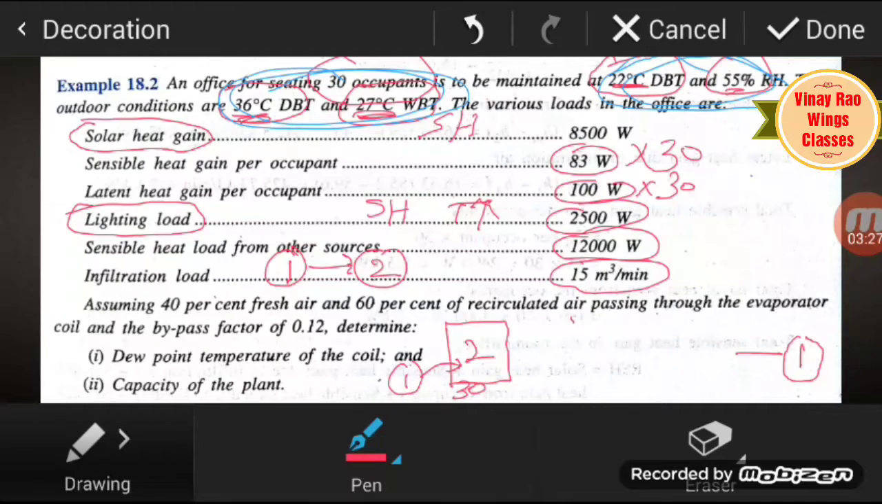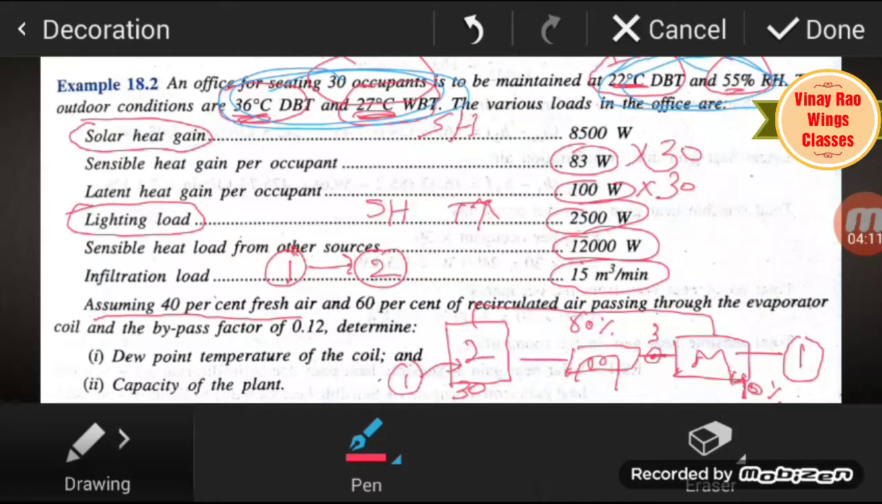In this numerical, we assume 40% fresh air and 60% recirculated air passing through the evaporating coil. The 60% recirculated air and 40% fresh air first mix in a mixing chamber. After this, the air passes through a cooling coil. After mixing, we get the air condition at point 3.